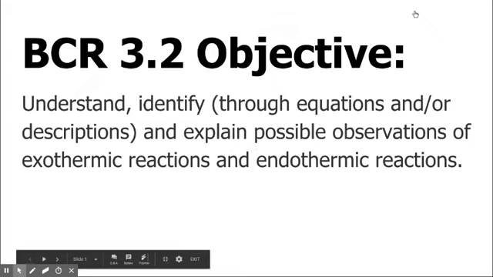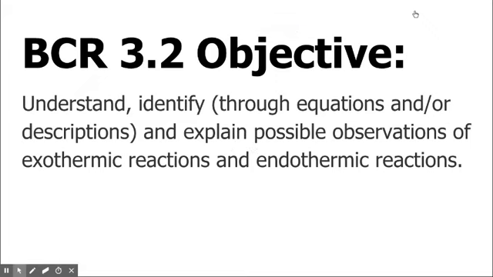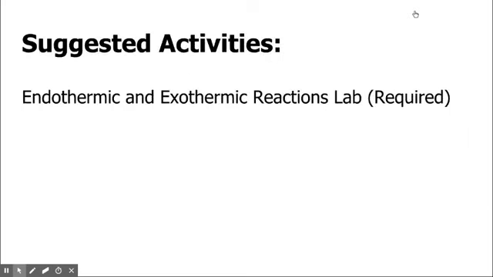BCR 3.2 is all about understanding, identifying, and explaining possible observations of exothermic and endothermic reactions. And you need to be able to do this through equations and/or descriptions, which include data, qualitative and quantitative data. Now, the suggested activities, well, there's only really one, and this one is required. It's the endothermic and exothermic reactions lab.